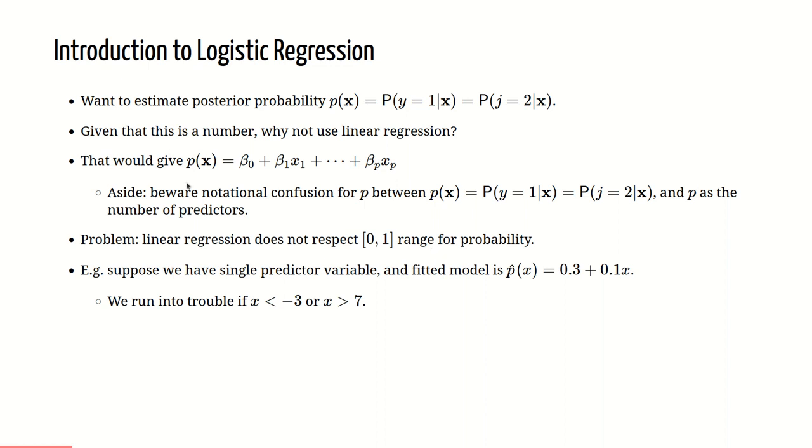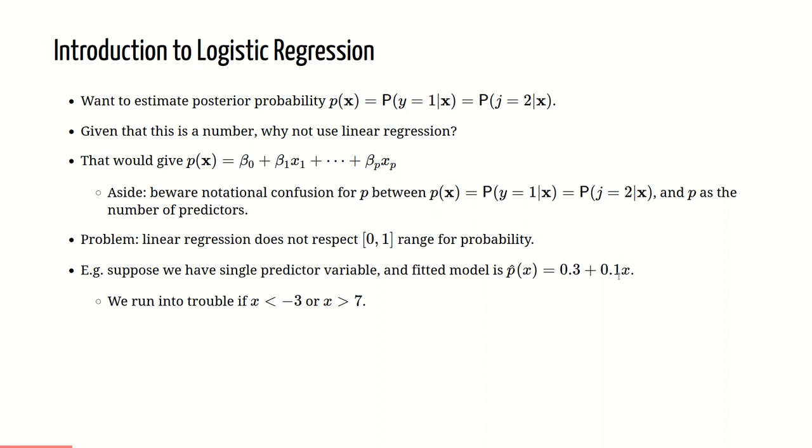The problem with doing this using linear regression is that our p here, our outcome, is a probability, so it's constrained between 0 and 1. We can't have a negative number, and we can't have something more than 1, because probabilities only live between 0 and 1. But the linear predictor, of course, does not respect that. So for example, if we fitted a linear regression with just a single variable x, and perhaps we got this formula, so that our fitted model is p equals 0.3 plus 0.1x.